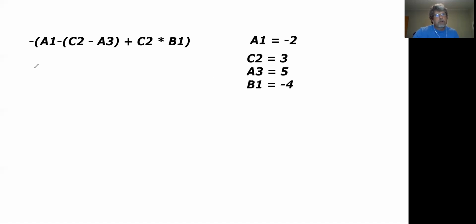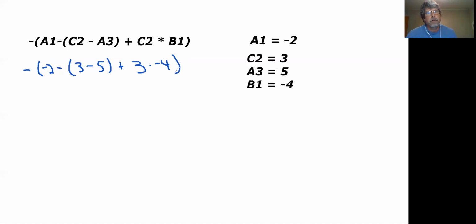So my next move is to substitute in for A1. I'm going to leave this dash out here. A1 gets changed to a -2, got a minus sign, then a parenthesis. C2 is a 3 minus A3, which is a 5, close parenthesis, plus then C2 is a 3 times B1, which is a -4. And then we have another grouping symbol. I'm just going to use parentheses instead of the brackets. So this is what our problem looks like.